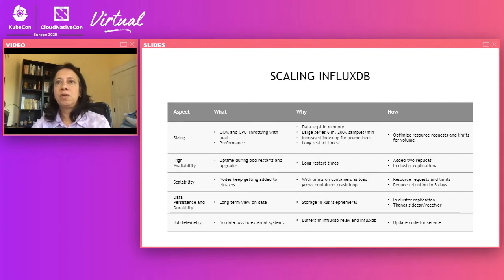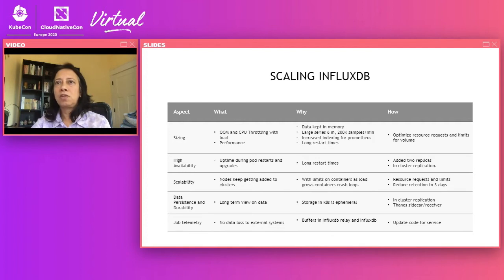The InfluxDB tuning for sizing, HA, and scalability was similar to Prometheus. InfluxDB keeps a lot of data in memory, and restart times are long as the container reads the WAL files. We also found that InfluxDB did not scale well for Prometheus data, which has a lot of labels which need to be indexed. Sizing had to consider this.